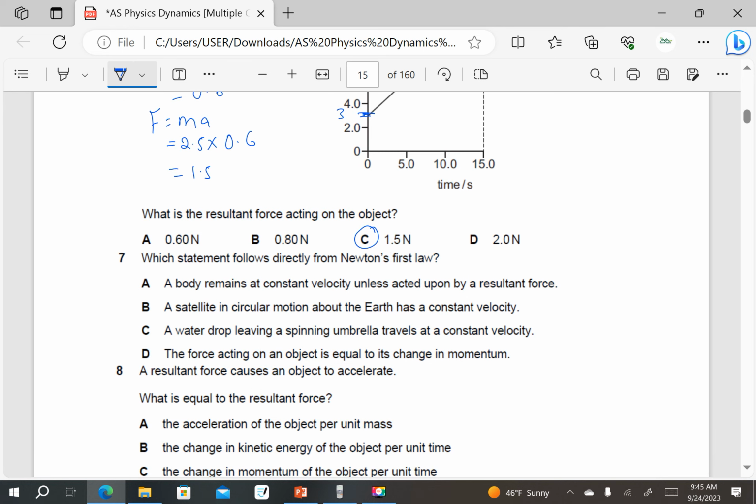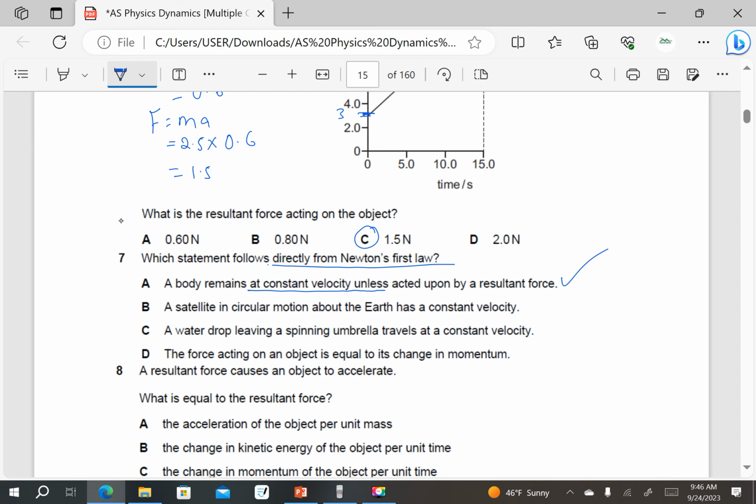Which statement follows directly from Newton's first law? Directly from Newton's first law. Remember, from Newton's first law, when there is no resultant force acting on the body, a body at rest will remain in its rest position, and a body moving will continue moving with uniform velocity in a straight line. So let's check A. A body remains at constant velocity unless acted upon by a resultant force. I think that is very true.